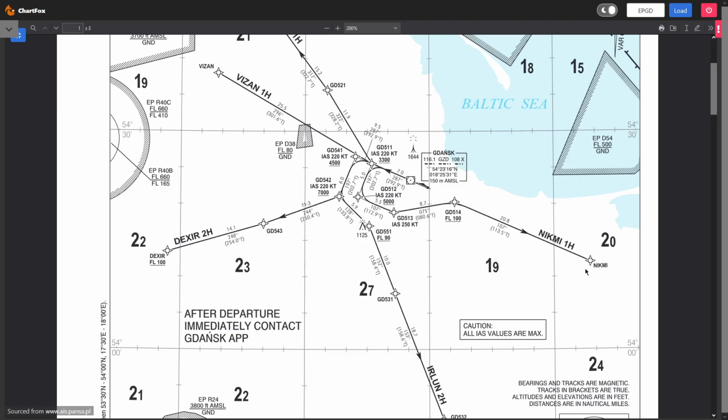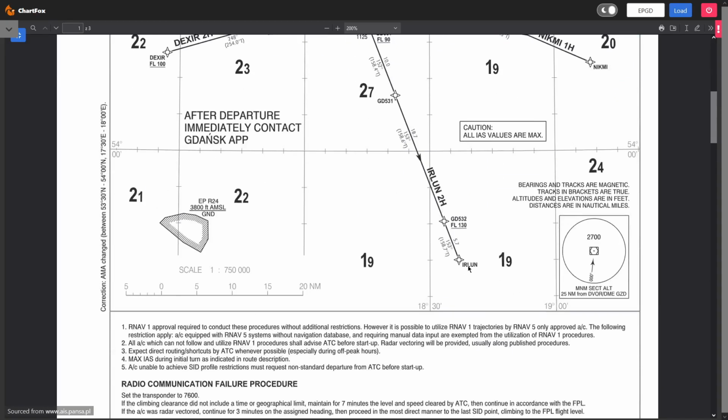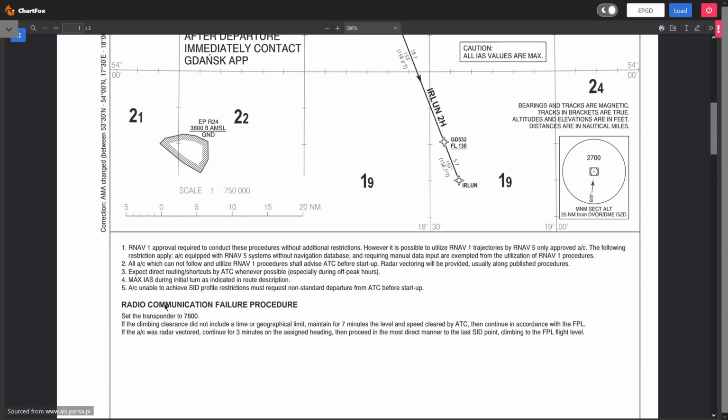And now you have the point Nimki, and that's our point. You'll also have Ireland and stuff. You can also have a look at the radio communication failure procedures: set transponder 7600, climb, and you'll have all the stuff here.